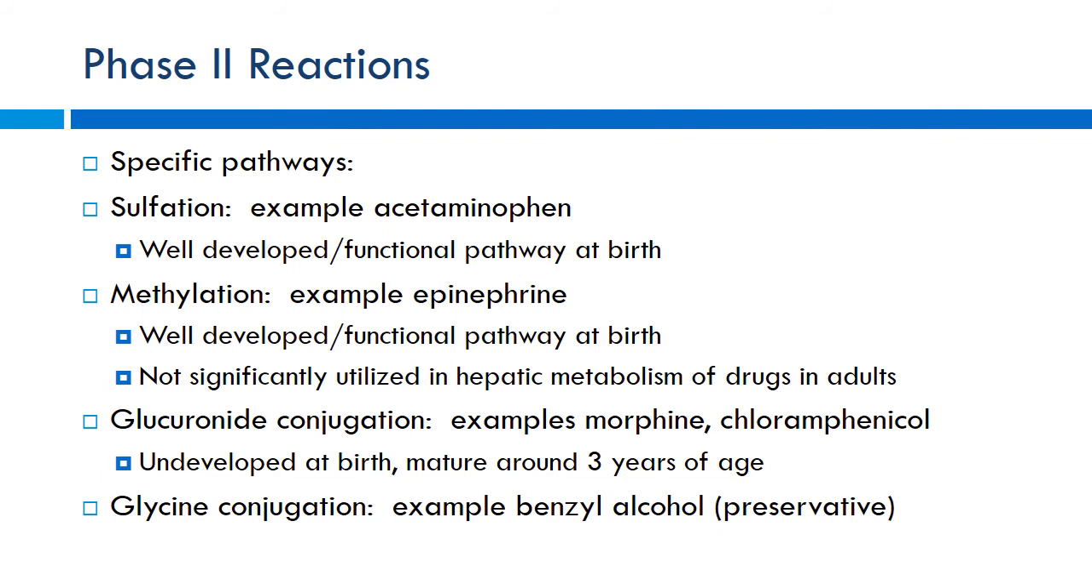Another good example is glycine conjugation. For example, benzyl alcohol, a preservative we sometimes use in IV medications. Because we know neonates have an impaired ability to actually metabolize benzyl alcohol, we make sure we use preservative-free drugs for neonates. So this is one thing where we actually choose a different drug product just based on the fact that they are not able to metabolize that preservative.